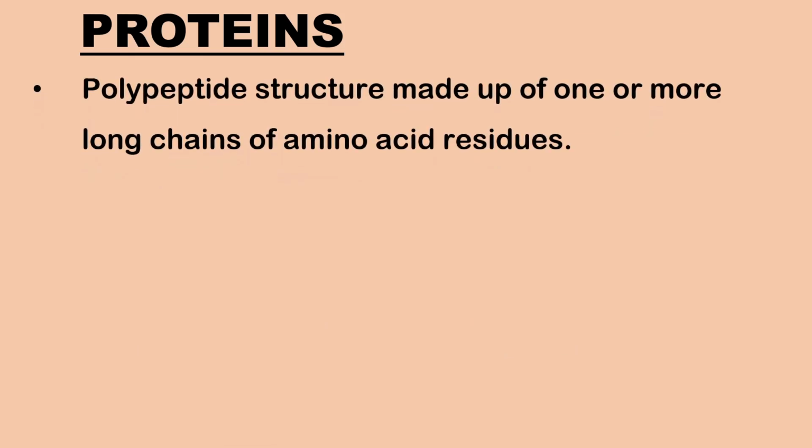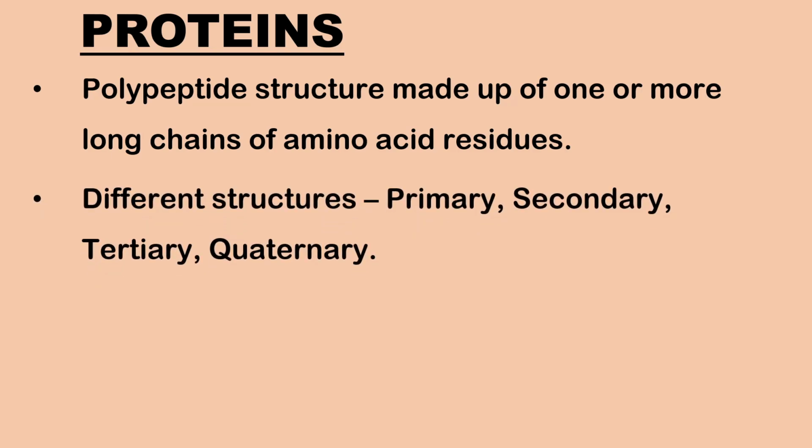Next type of biomolecules are the proteins. Proteins are polypeptide structures made up of 1 or more long chains of amino acid residues. The structure of protein can be divided into 4 main categories depending on the level of complexity. They are primary protein structure, secondary protein structure, tertiary protein structure, and quaternary protein structure.